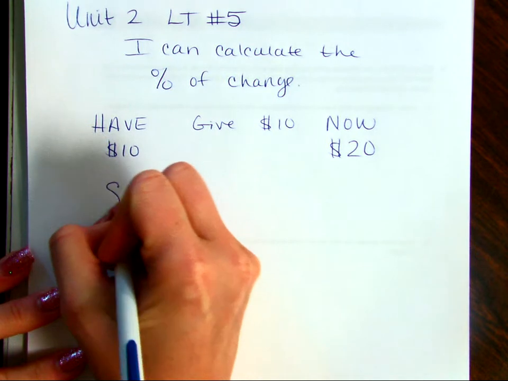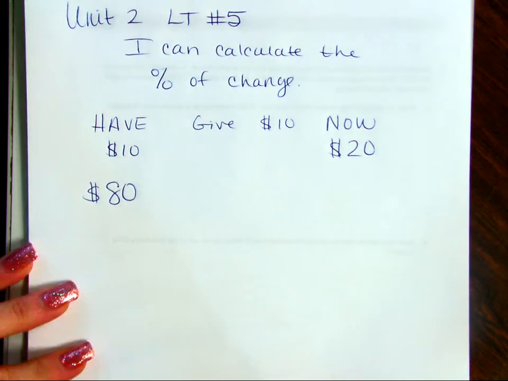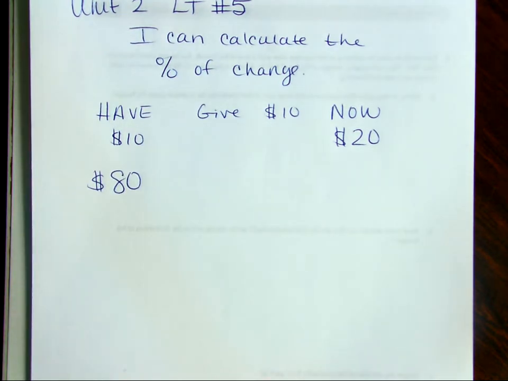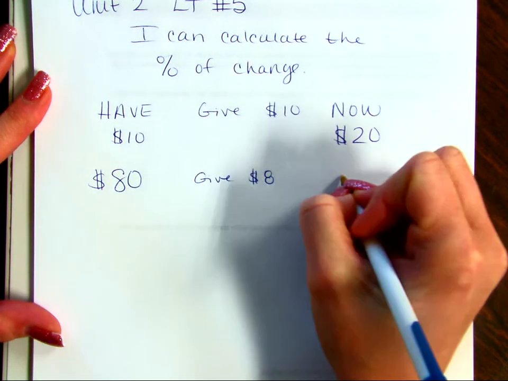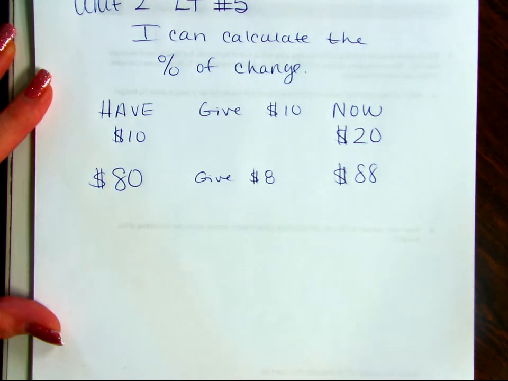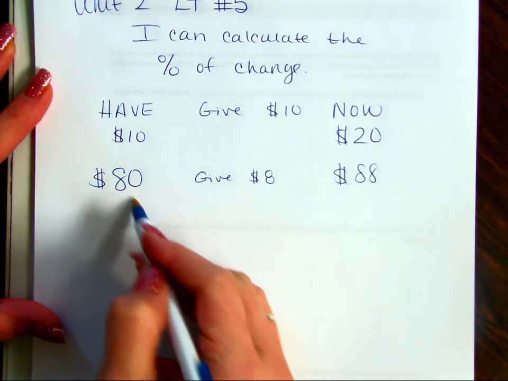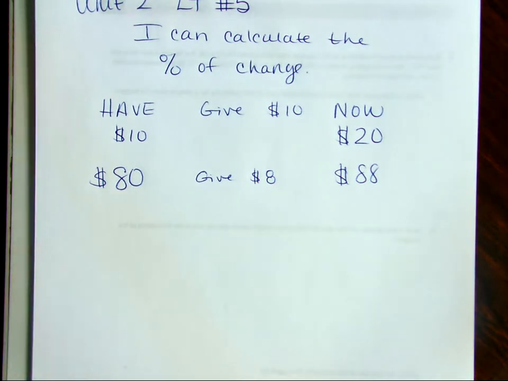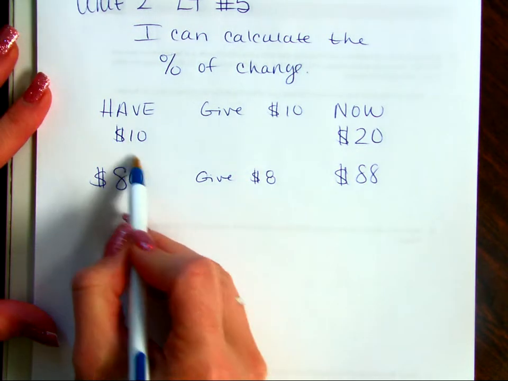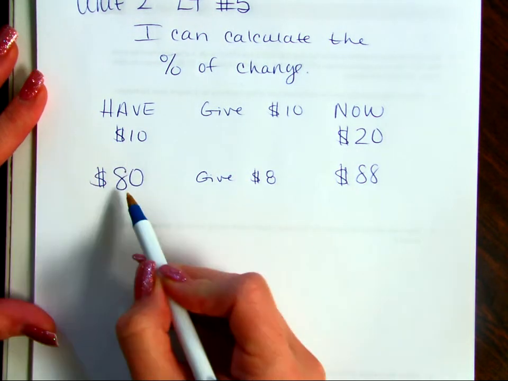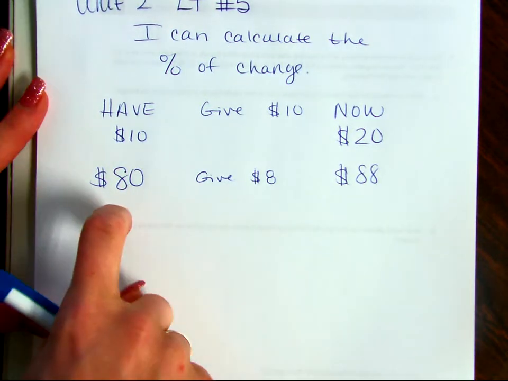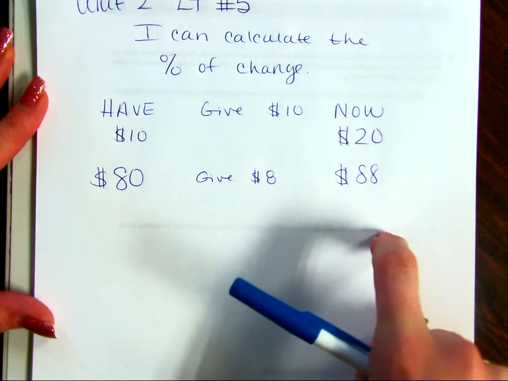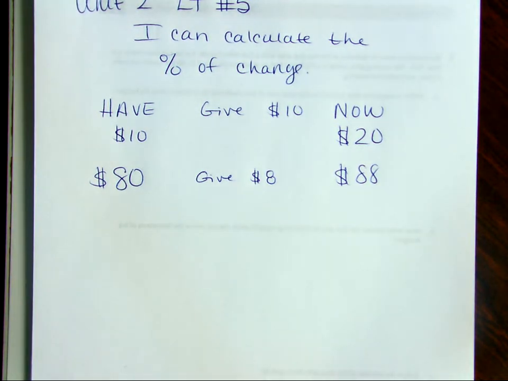So let's take $80. What's 10% of $80? 8, right? So if I give you $8, now you have 88. So what was the percent change from 80 to 88? It was a 10% increase, right? Do you understand? We know how to find a percent of a number and then add it to it. But what if I give you how much you had to start and how much you have to end and ask you what percent it increased by?